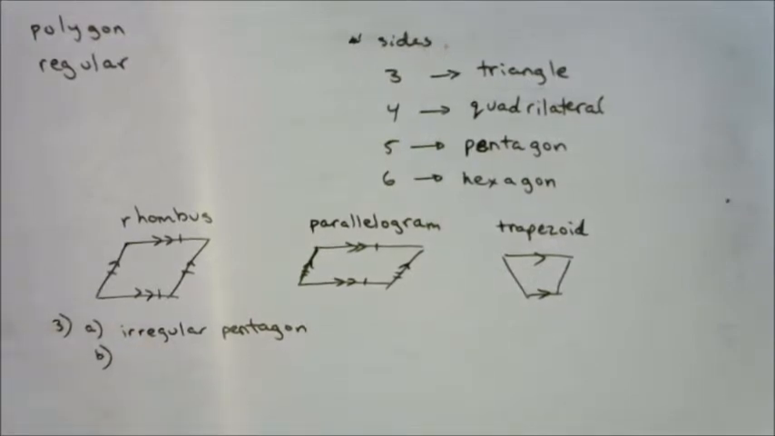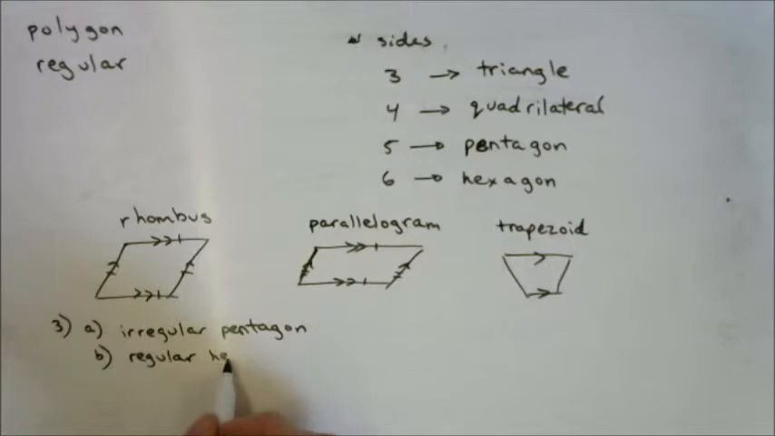B. What do we have there? Go ahead and count the sides. Yes, it is a hexagon. Can we confirm that? Yes, 6 sides. Hexagon. Regular or irregular? It is a regular hexagon.